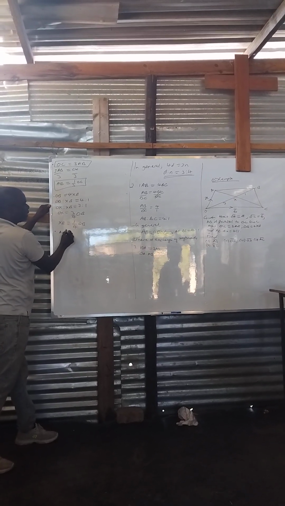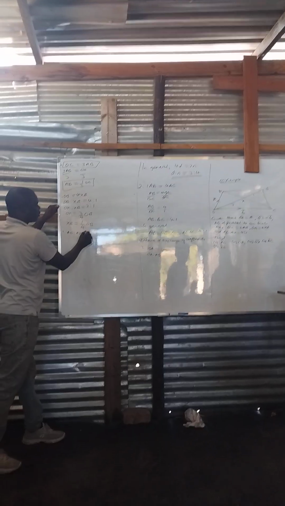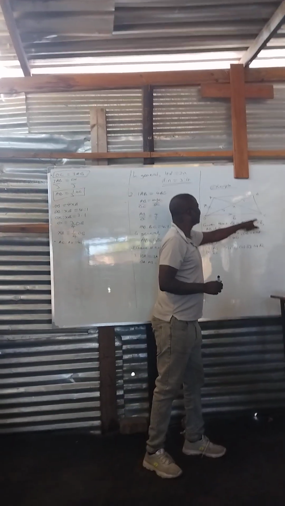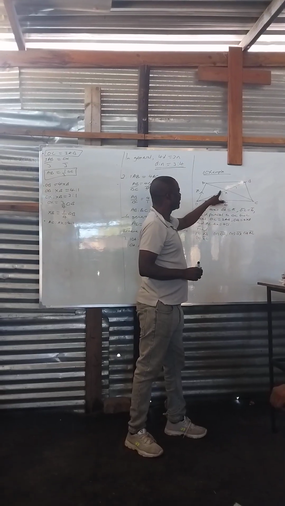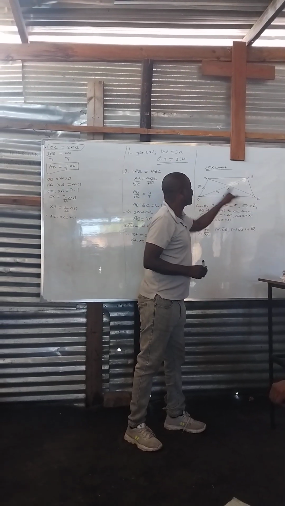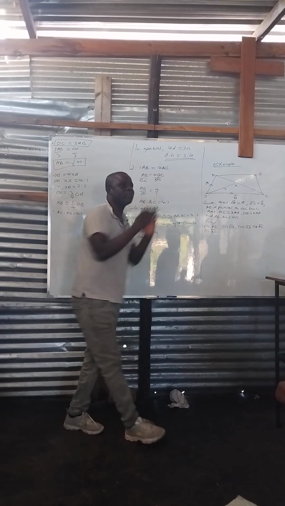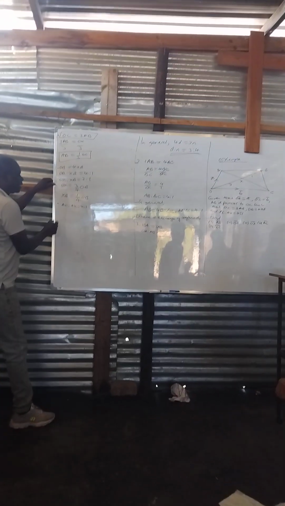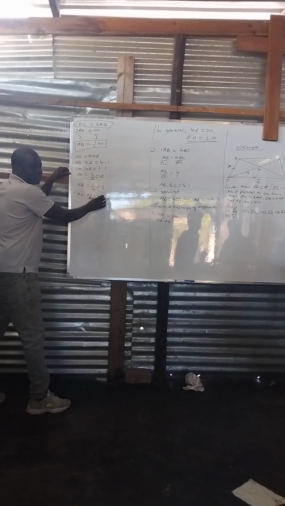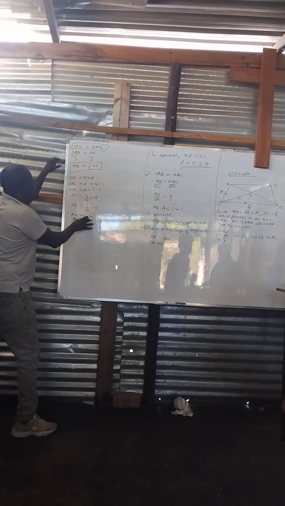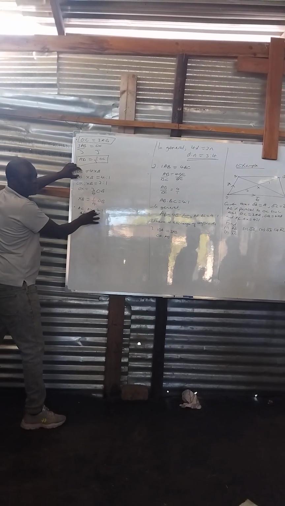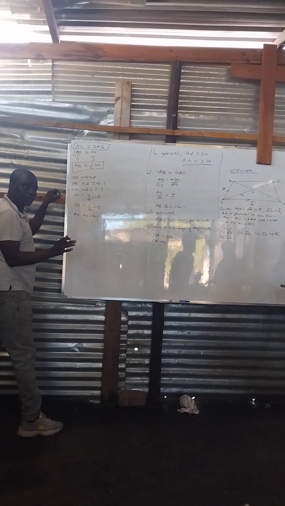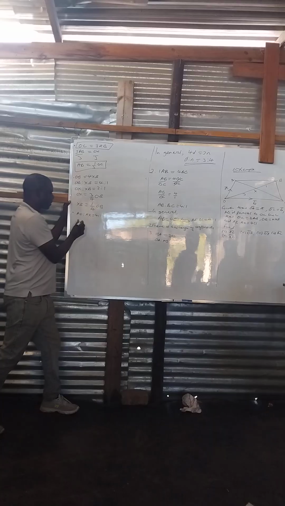AC to AX is equal to 4 to 1. We want to get this smaller, so we adjust the ratio. What about this way or this way? What about this one? Look now here.